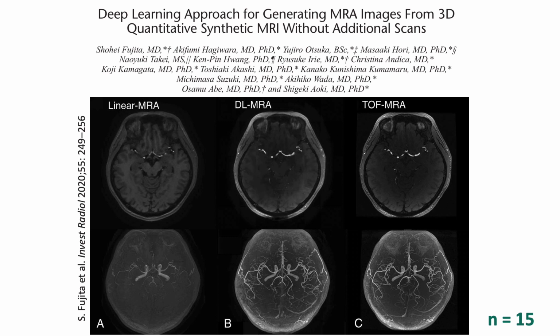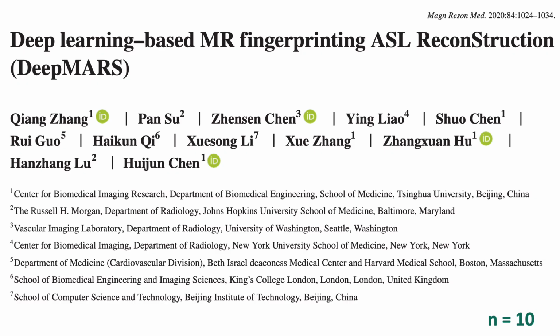A few of them actually focused on image reconstruction. So here, actually using 5 acquired images to then apply deep learning and generate the entire MR angiogram, and with equivalent results to time of flight imaging. Another fairly small study on deep learning-based arterial spin labeling.